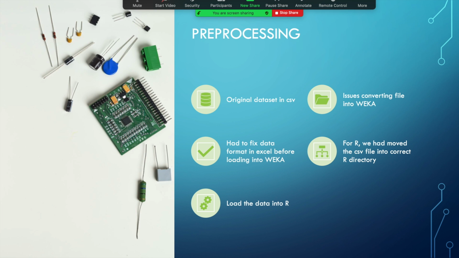So before we started working with our data, we found our data was in a CSV format. So we had an issue converting this into WEKA, which was the application program we were using. To fix this problem, we had to first change the data format in Excel before we loaded it into WEKA. And for R, the problem we were having was it was in another directory. So we had to move the CSV data file into the correct R directory. And then once we did this, we were able to load the data into R.